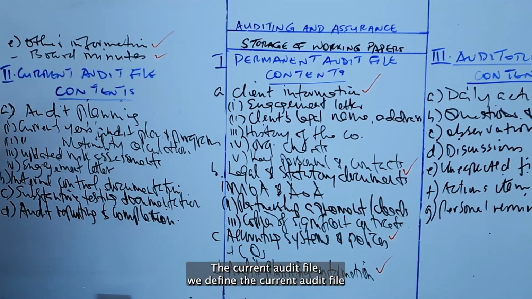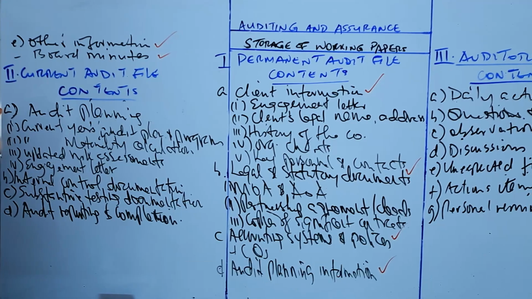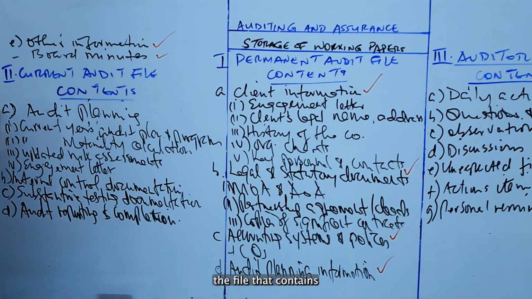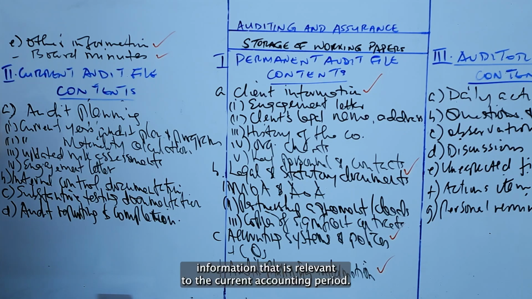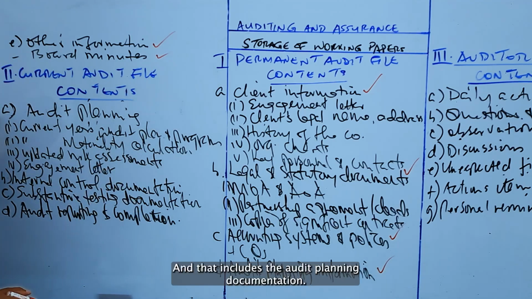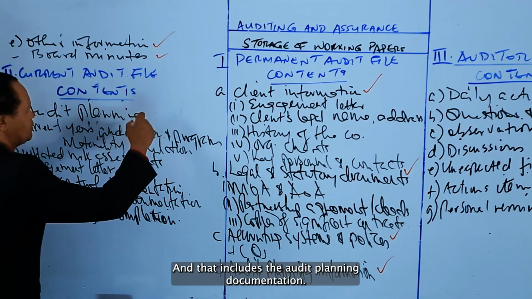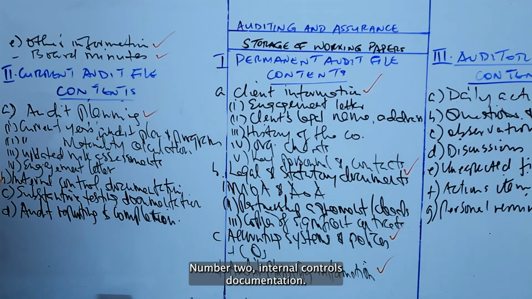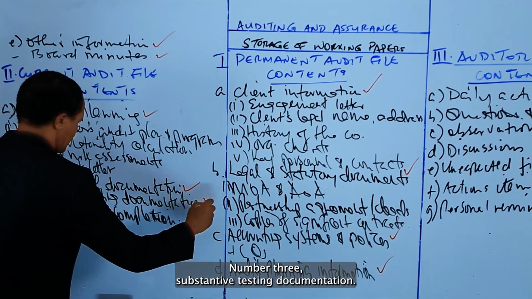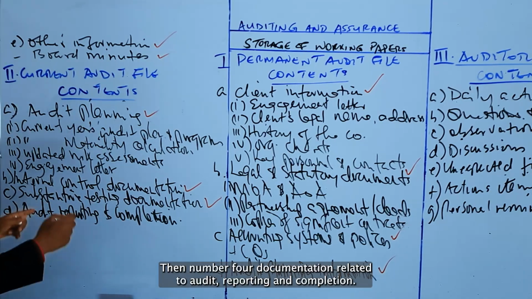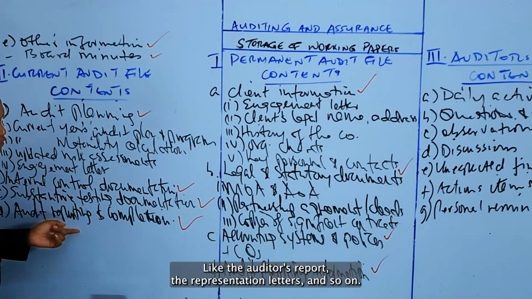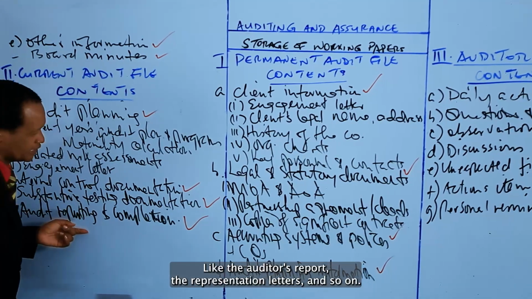The current audit file, we define the current audit file as the file that contains information that is relevant to the current accounting period, and that includes the audit planning documentation, number 1. Number 2, internal controls documentation. Number 3, substantive testing documentation. Then number 4, documentation related to audit reporting and completion, like the auditor's report, the representation letters, and so on.